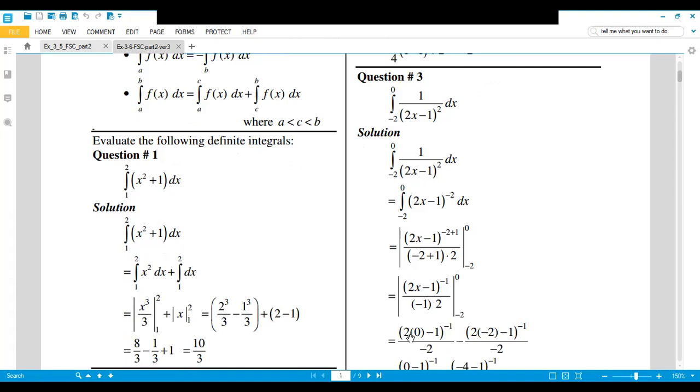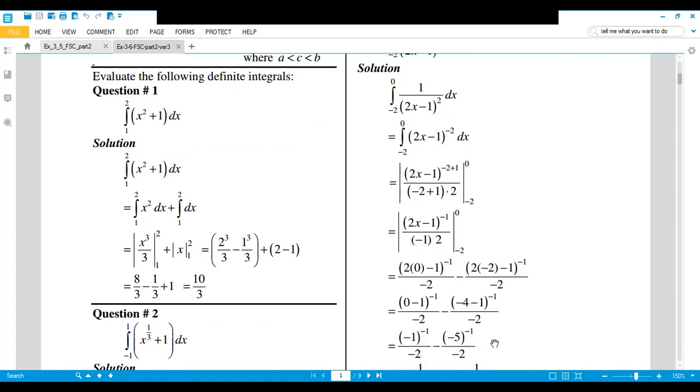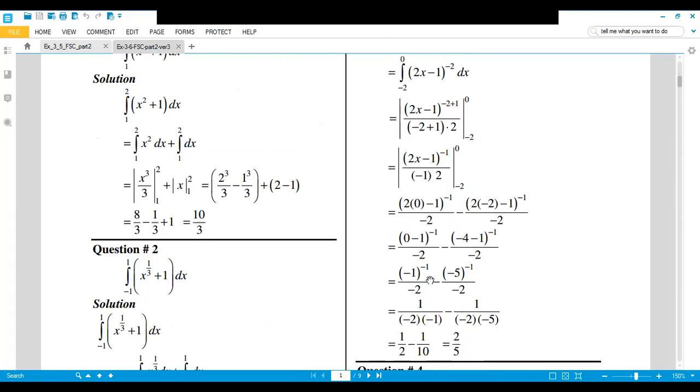Now we put the upper limit in place of x in this value, and similarly minus sign, and then similarly we put the lower limit minus 2 in the given value, and it will be 0 minus 1 divided by minus 2, and here it will be minus 4 minus 1 divided by minus 2. So it will be minus 1 power minus 1 and here it will be minus 5 power minus 1. To make these powers positive, we shift them to the denominator. So when we shift it to the denominator, it becomes positive. So minus 2 and minus 1, 1 over 2, minus 2 and minus 5, 1 over 10.